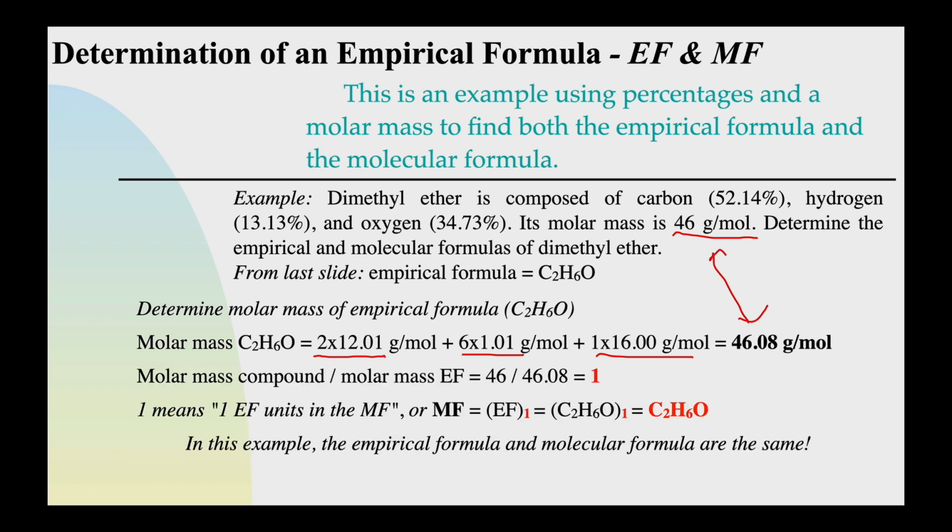So in this case, you can probably see that the ratio is just 1 to 1. 46 and 46.08 are pretty close to each other. So that means your empirical formula times a ratio of 1 is basically just itself. So C2H6O in this case is not only the empirical formula, it's also the molecular formula.